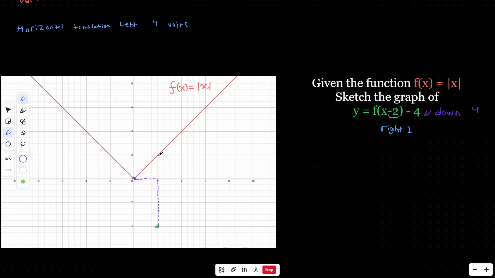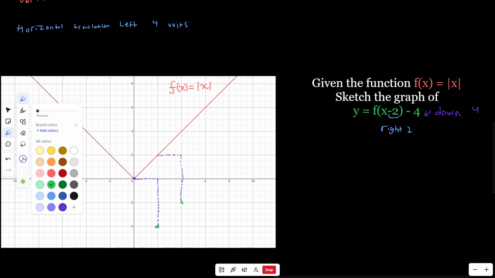So we're going to go right 2 units. We're going to end up at 2, 4, and then we're going to go down 4 units. So down 2, and there we go. So let's do that in green. And hopefully you guys are getting the idea now. We're going to do the same thing for this one, just until we have a good outline.